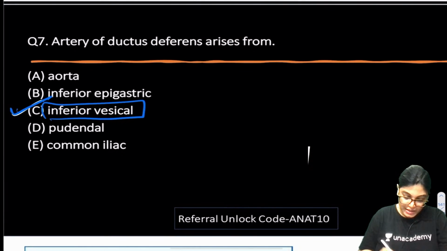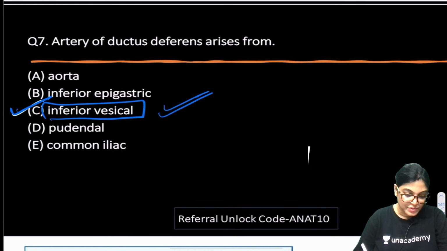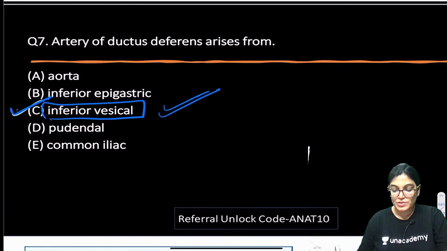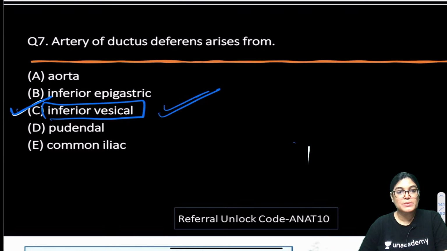My dear friends, the C answer is absolutely right. Inferior vesical artery, yes, absolutely right. The artery to ductus deferens is a branch of the inferior vesical artery. So it's a direct question.